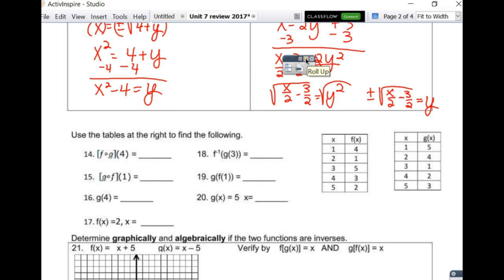Okay, so good question. So first of all, I'm going to start with number 16. So look at number 16. Number 16 is your x. It's g of x. So 4 is the x value. So in the g chart, I want to look in the x column. So my answer is 2.